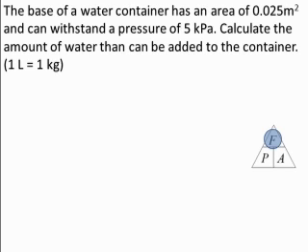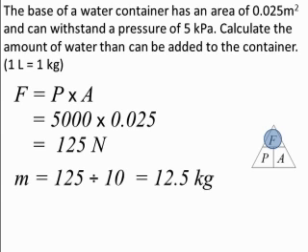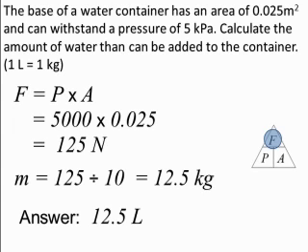Right, using the magic triangle, F is going to be PA, so pressure times area, 5 kilopascals, so 5,000 times the area, which gives you 125 newtons. Now that's the weight of the water. So to find the mass, divide by 10. So 125 divided by 10 is 12.5 kilograms. And then each kilogram is 1 liter. So the final answer is 12.5 liters.